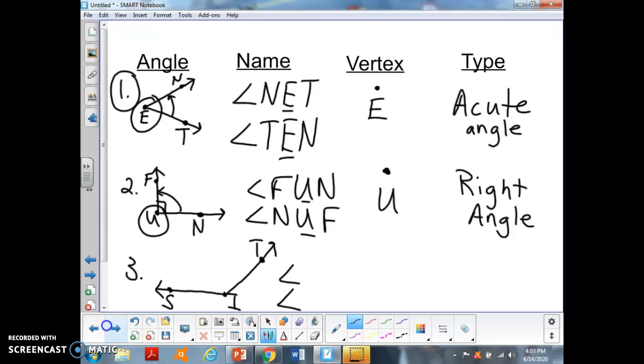We've got S-I-T. Yes, we sit when we do math. Or T-I-S. 'Tis the time to do our assignment. Our vertex would be in the middle. That would be point I.